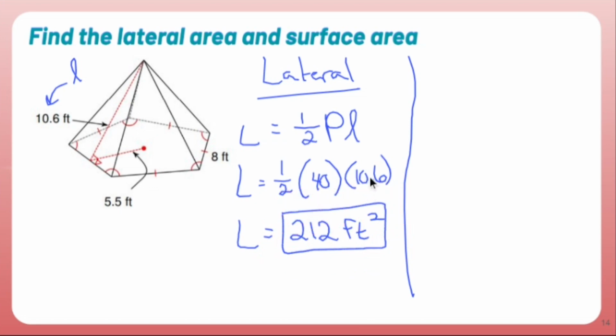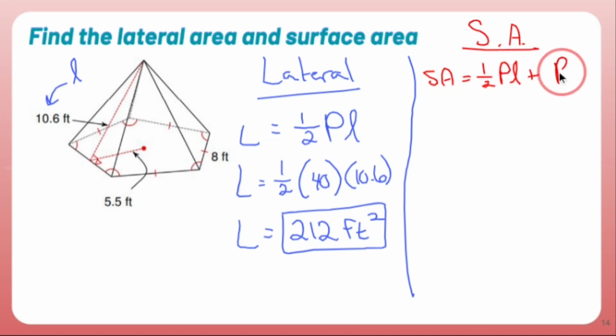Now, common sense will tell you that if I'm finding just the sides to give me the lateral area, the only difference is now I have to add my one base. Then why don't I write out the formula? I'm not going to go to a formula sheet to find the surface area. It's going to be my lateral area, which is 1/2 P times slant height, plus the area of my one base. I know that my lateral area is 212.